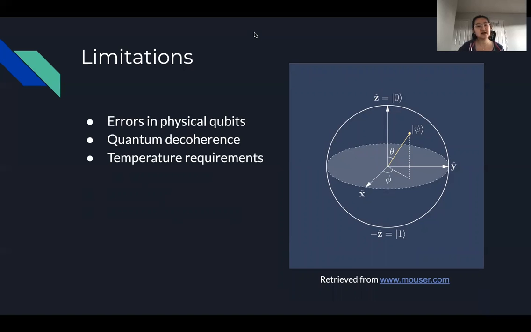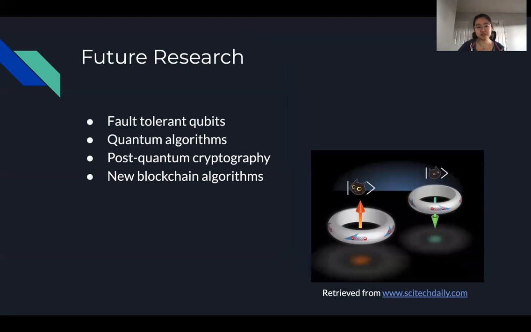The second problem being quantum decoherence, which is basically a loss of information to the environment, which would reduce these qubits to their classical behavior, so either 0 or 1, but losing their superposition behavior. And we are expected to leverage and rely on the undisturbed states for quantum computing, which brings us to the third point of temperature requirements. So typically we've known that quantum computers would require a lower temperature to keep them in a stable state, which is another limitation.